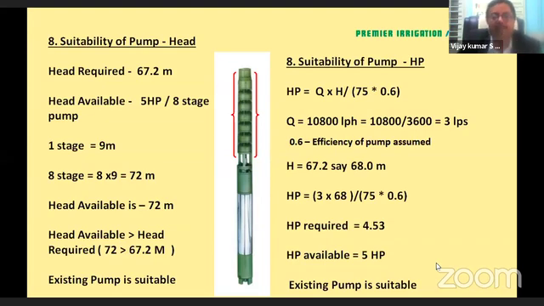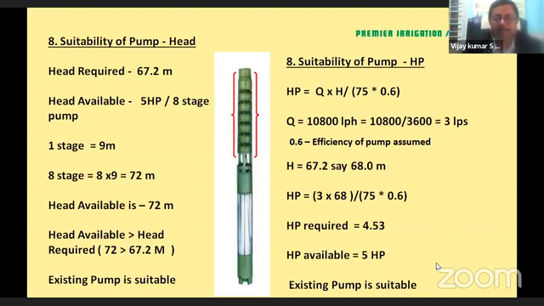And we can also check for the suitability of the horsepower of the pump, which is very important again. So the formula again remains Q into H divided by 75 into 0.6, efficiency of 60%. And we know that the discharge for this system is around 3 liters per second. So 10,800 divided by 3,600 will give us 3 liters per second. And putting it into the formula, we will find that the horsepower required is 4.53. And therefore the HP available is suitable.